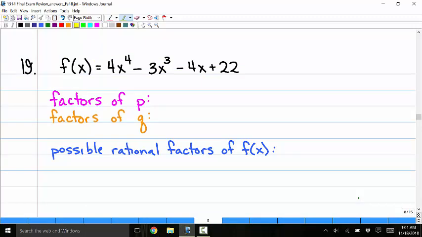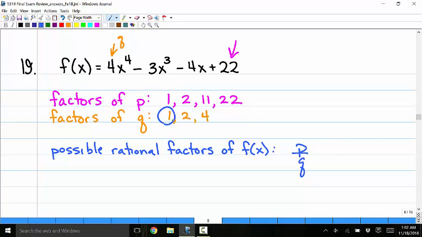Number 19, given f of x equals 4x to the fourth minus 3x cubed minus 4x plus 22, I want to list all possible rational zeros of f. They are of the form p over q, where p are going to be factors of the constant term, which will be 1, 2, 11, and 22, and q are factors of the leading coefficient. So that would be 1, 2, and 4.